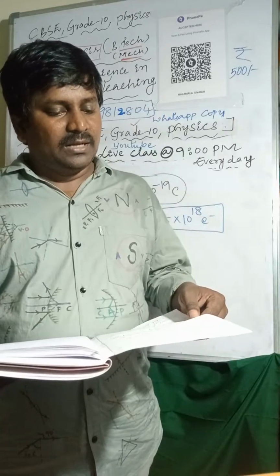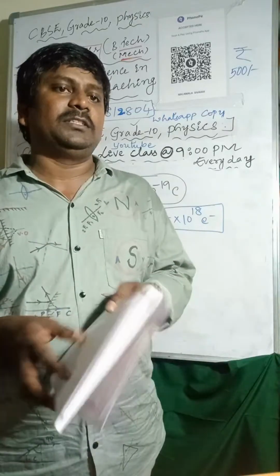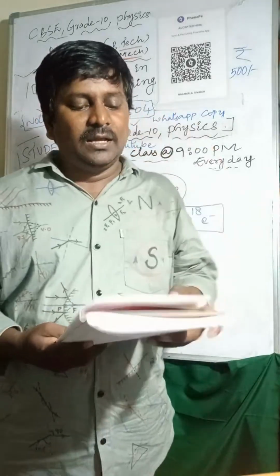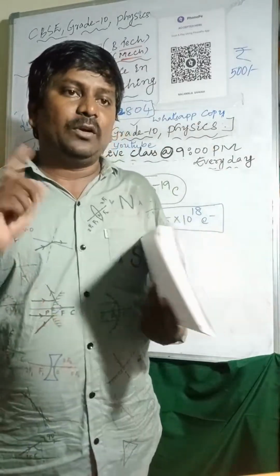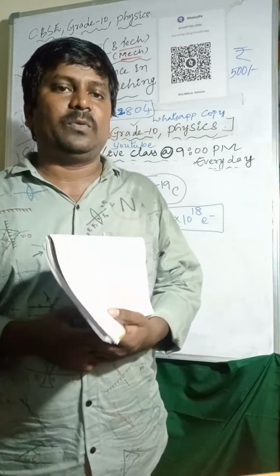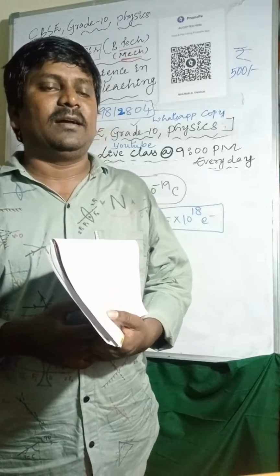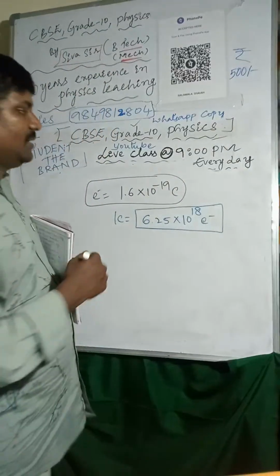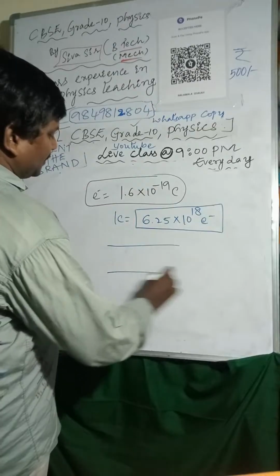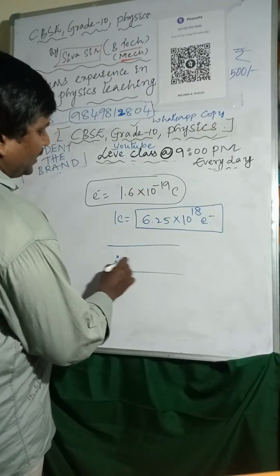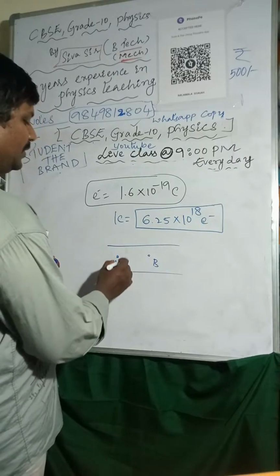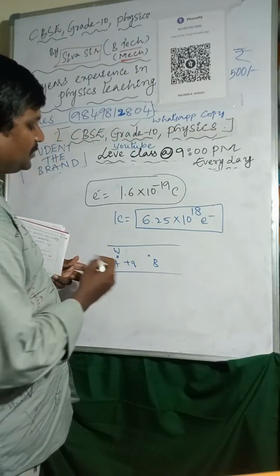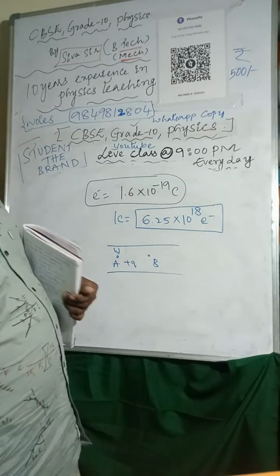And the next one, define the SI unit of electrical potential. Here, potential difference is different, electrical potential is different. Potential difference is nothing but the work done to bring unit positive charge from one point to another point within the conductor. If we take point A and point B, we are doing some work to bring the positive charge from point A to point B.